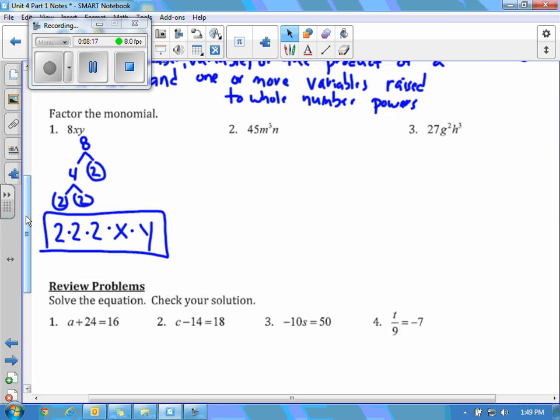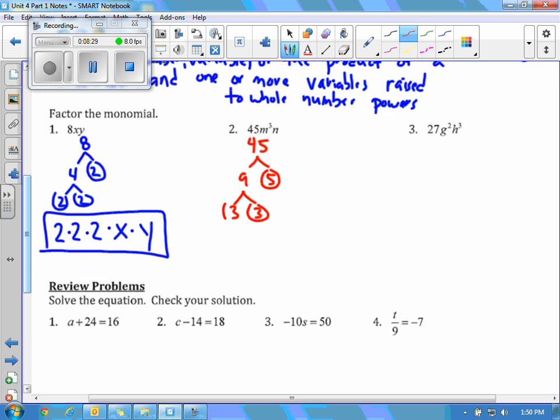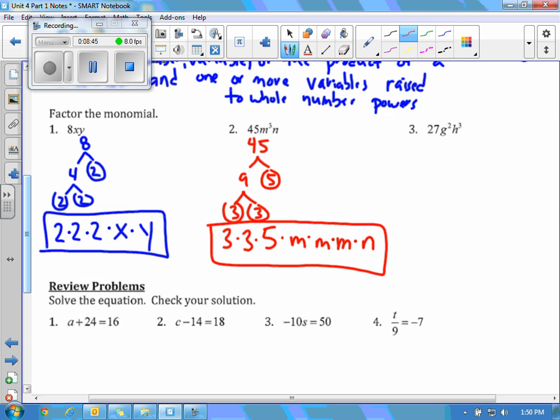I'm looking at number 2. Again, I start by writing out my number, which is 45. I split it into 9 and 5. 5 is prime, so I'm going to circle that. 9 splits into 3 and 3. Those are both prime, so I circle those. So again, I write out multiplication now. 3 times 3 times 5. And then I have 3 m's and an n, and I write all of those out. And then this is my factor of that one.